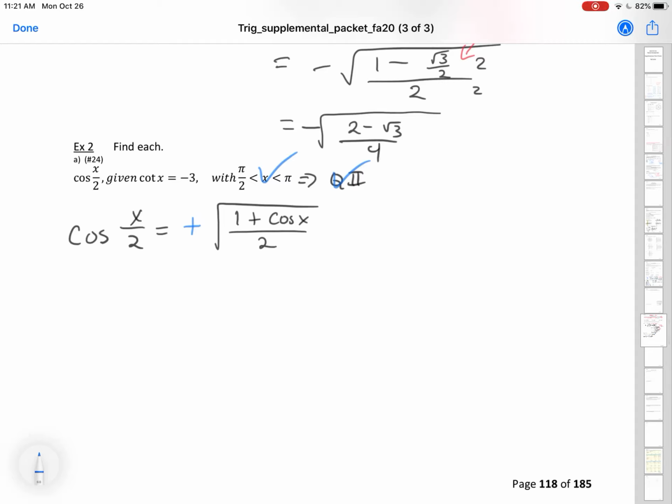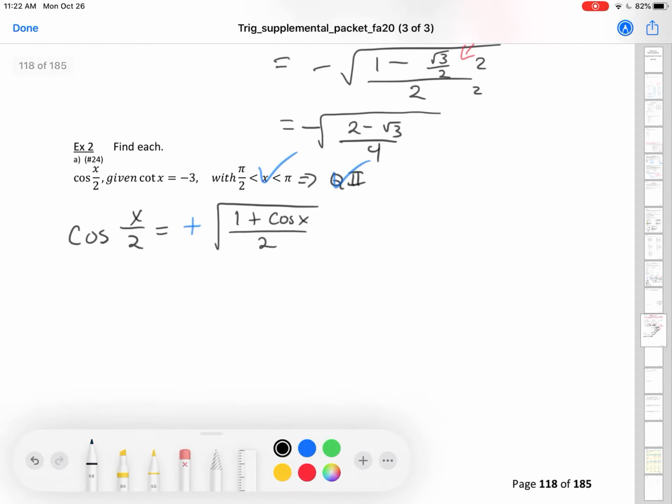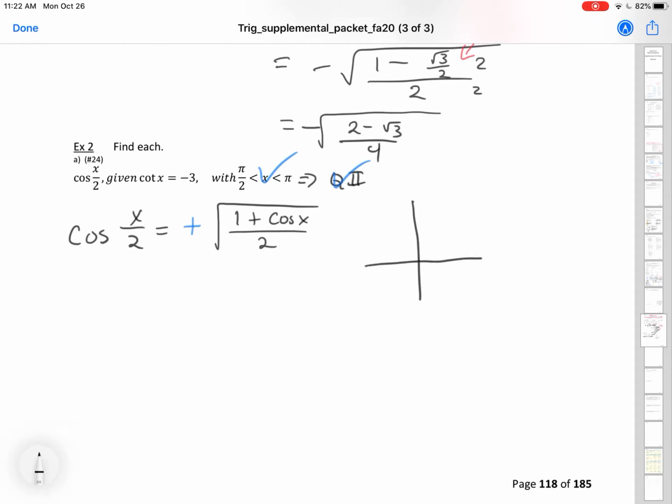Now the only reason we're not done is because they didn't give me the cosine of x, they gave me the cotangent of x. No problem. Cotangent of x, well, x is a second quadrant angle, right? X over 2 is a first quadrant, but x is a second. And we have the cotangent is negative 3. Let me remind you, tangent is opposite over adjacent. So cotangent is adjacent over opposite. That means the adjacent side to the angle must be negative 3 and the opposite side must be 1.